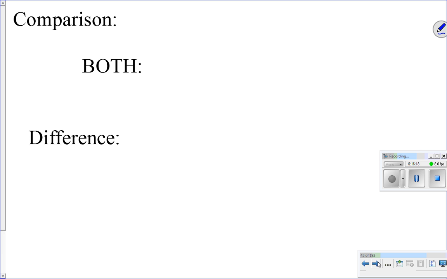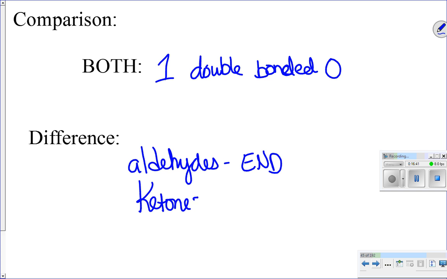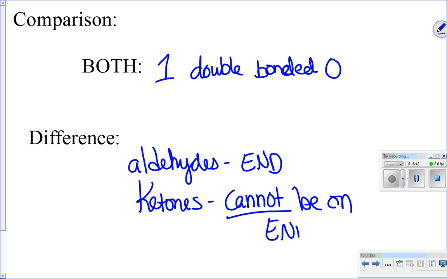A property or comparison between the aldehydes and the ketones is that they both have 1 double bonded oxygen. The difference is in the aldehydes, this has to be on the end of the molecule, and in the ketones, it cannot be on an end carbon. It doesn't have to be directly in the middle in terms of the exact same number of carbons on either side, but it has to be on a carbon that is not the end of the molecule.